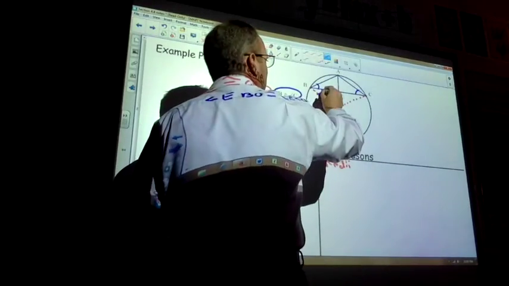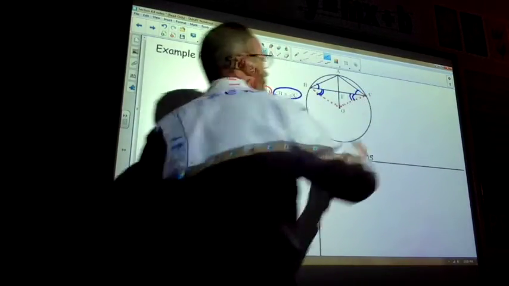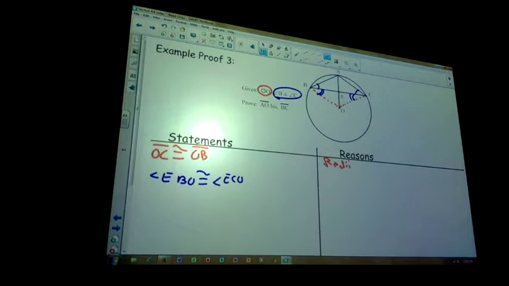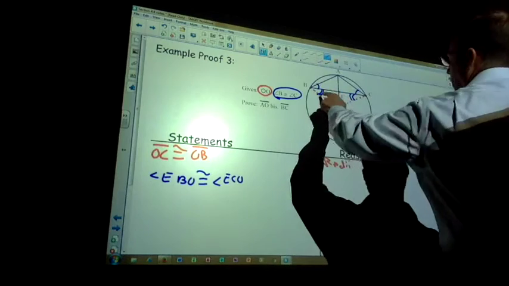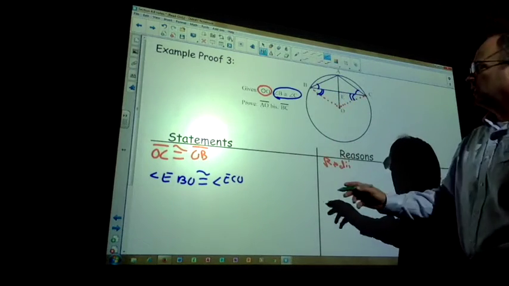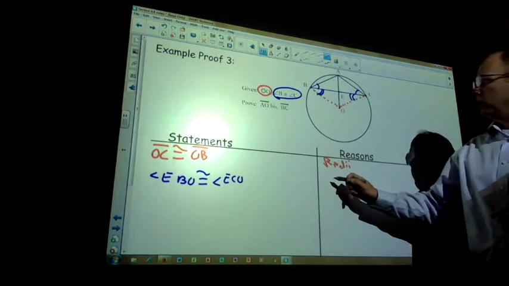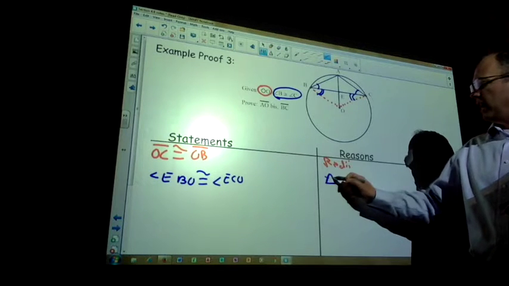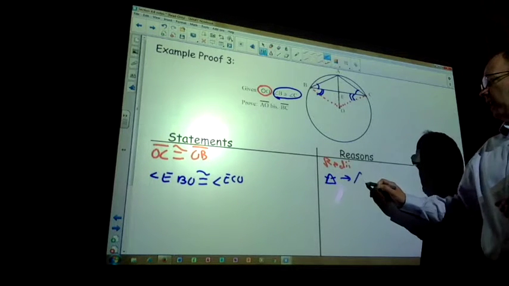Why can I state that this angle here and this angle here are congruent? It has to do with the radii. So what do we have because of the radii? What kind of triangle is this here? It's isosceles. So we can state this because we know this. Therefore, we can state this.